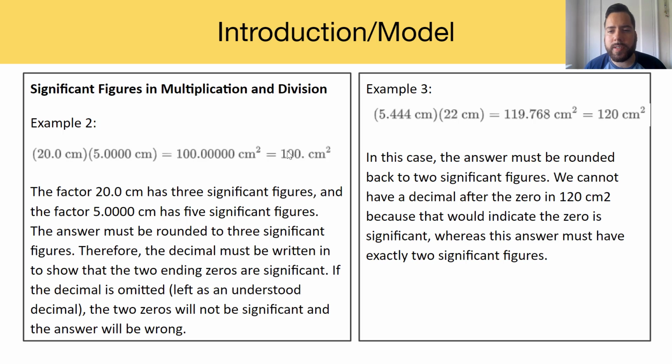Let's look at another example. In this case, the answer is rounded back to 2 significant figures because in our problem, our least precise measurement has 2 significant figures, this 22 centimeters here. So in this case, that decimal would be omitted.